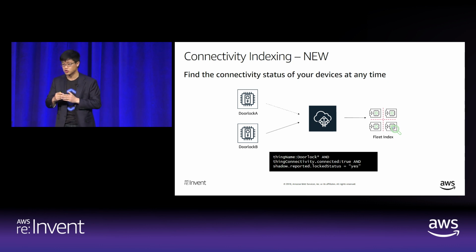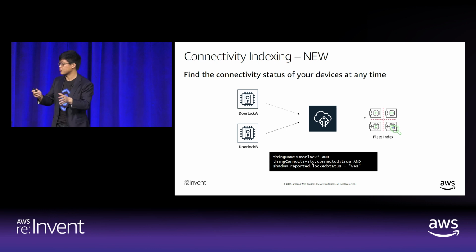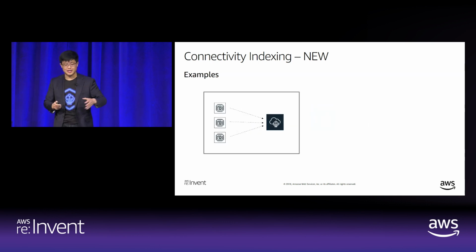of attributes I was mentioning, both from the static attributes that might be in your registry, such as the manufacturer. It's not the example here, but thing name door lock could be something in the registry. The shadow reported lock state of my lock is also something you can query across at the same time, as well as the connection state. So any combination of these 3 different data sources can be combined together in a singular query across your fleet index. So, some of the examples of how you can use connectivity indexing.